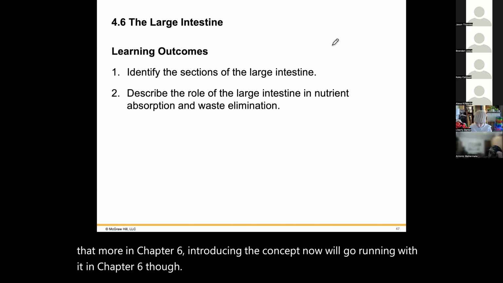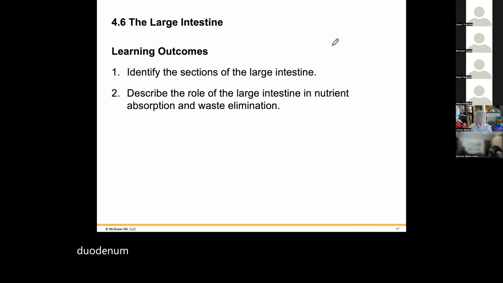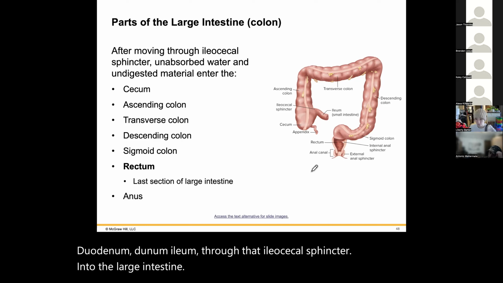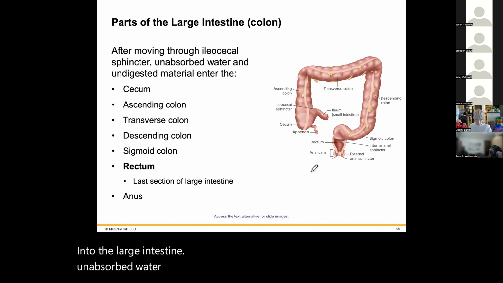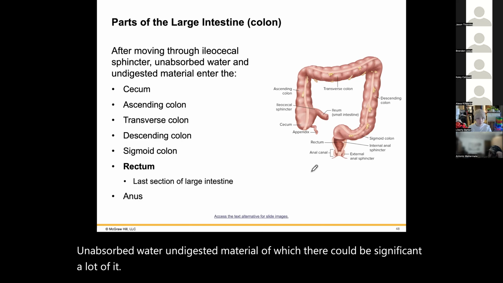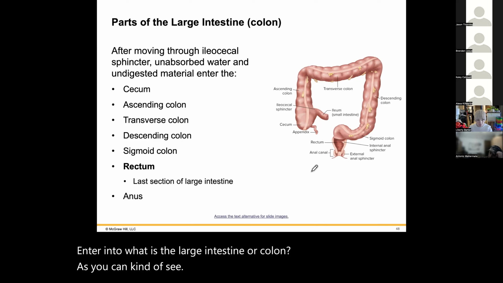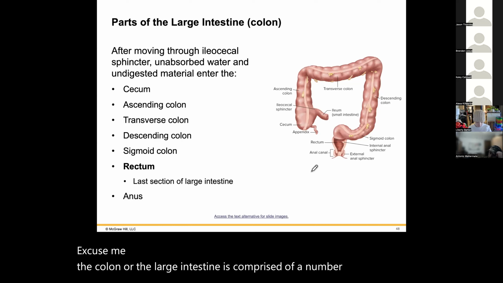Duodenum, jejunum, ileum, through that ileocecal sphincter, into the large intestine. Unabsorbed water and undigested material, of which there could be a lot, enter into the large intestine or colon. As you can see, the colon is comprised of a number of different parts.